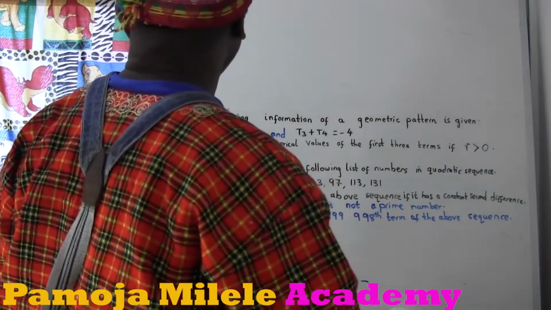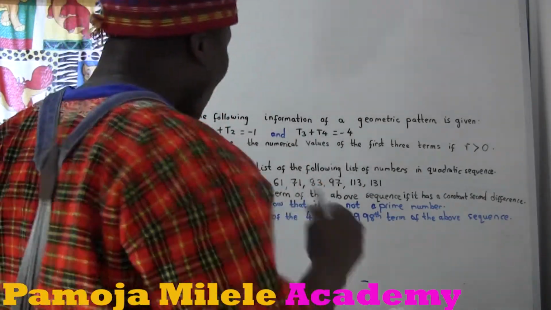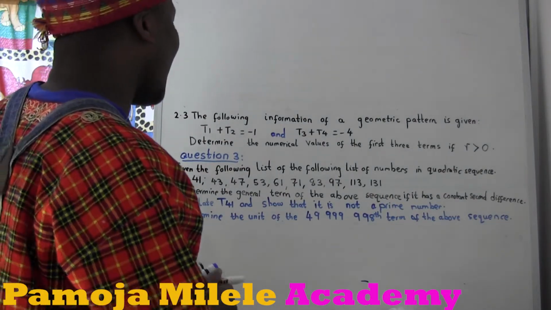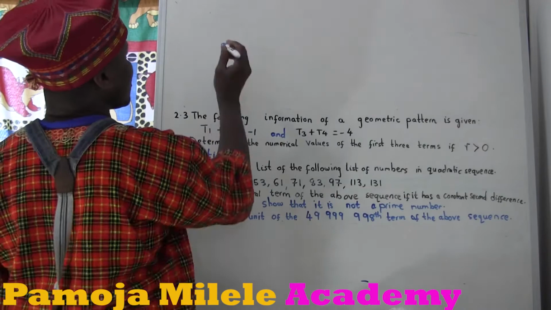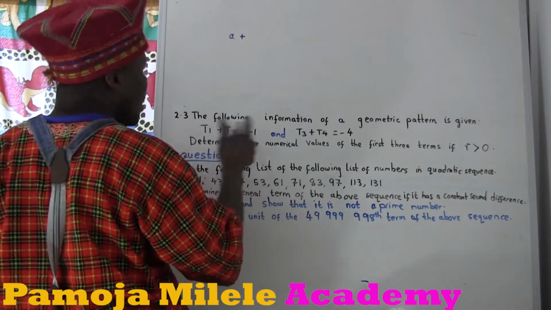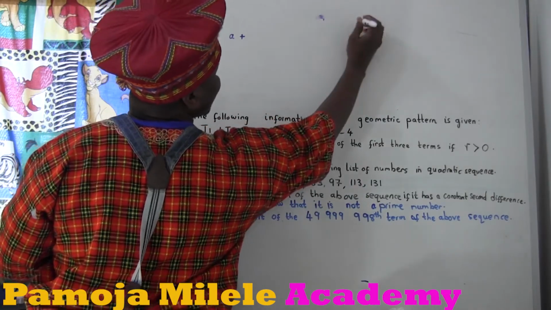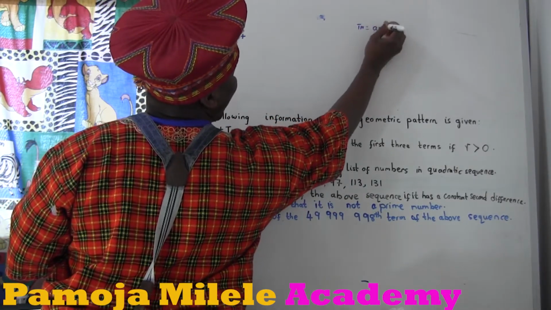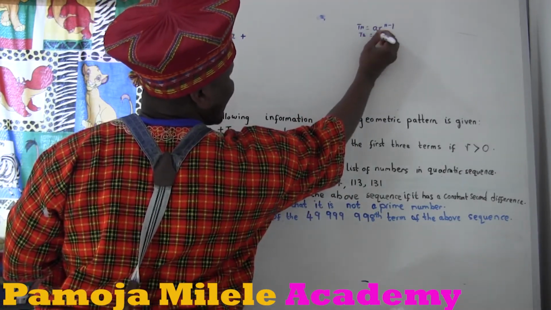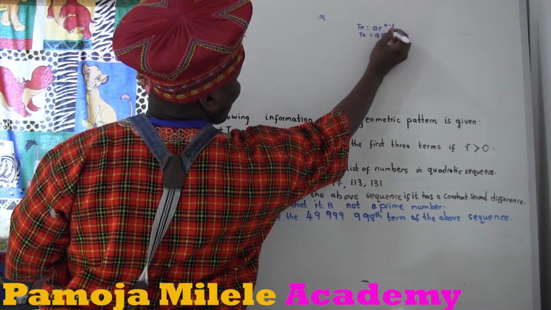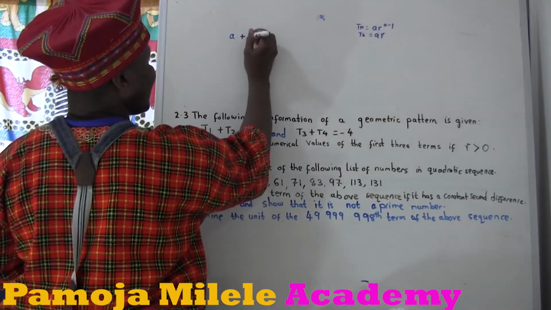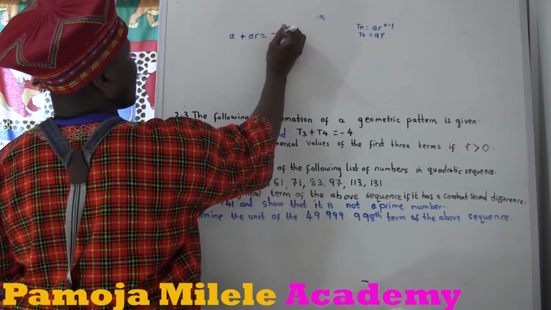Now we go. The following information of a geometric sequence. Oh, so we know already geometric. Determine the numerical value of the phase 3 times. So they give us here T1. T1 means a. So my a plus, if it's geometric, T2. What does that mean? I know geometric, Tn equal to a r to the n minus 1. So if this is T2, this is going to be a r to the 2 minus 1 equal to 1. So a r. So I'm going to say a plus a r equal to negative 1. Let me call this first equation.